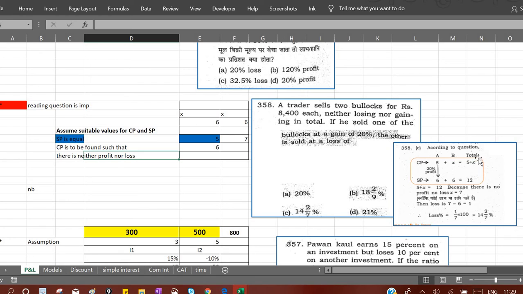And this is the total cost price and this is the total selling price. They have to be the same if there is no profit or no loss. So then X has to be 7. So the loss percentage is this much. This is a very beautiful approach in these kinds of problems.